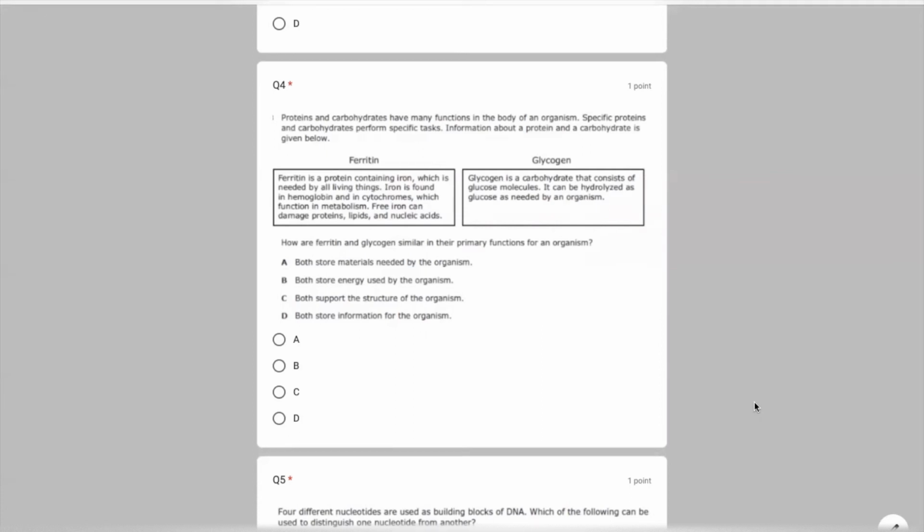Okay, so for this question, there isn't really something where you just go straight forward and choose your answer. You need to use process of elimination. So here it asks us, how are ferritin and glycogen similar in their primary functions for an organism? A, both store materials needed by the organism. B, both store energy used by the organism. C, both support the structure. D, both store information.